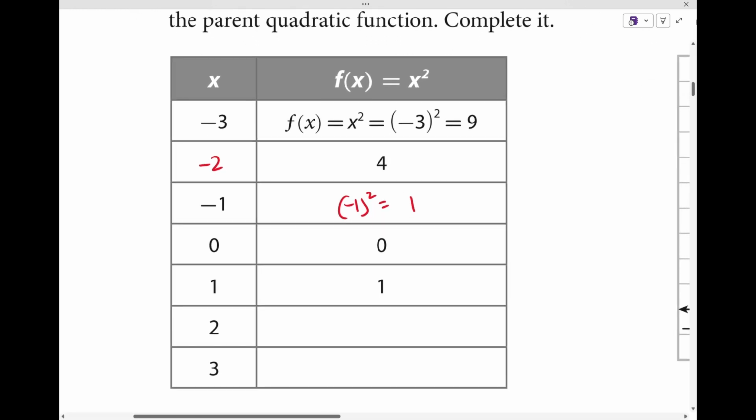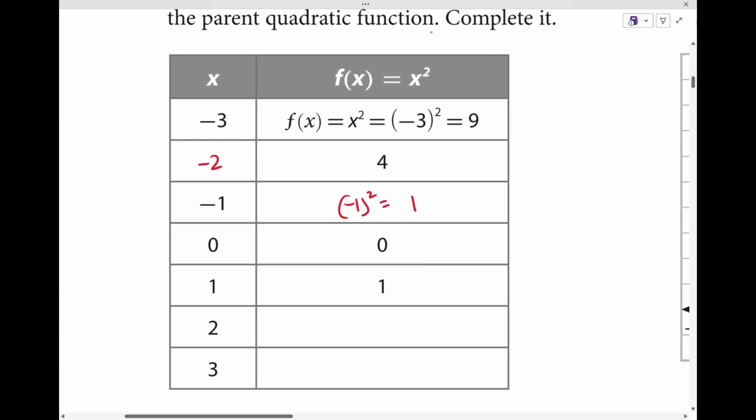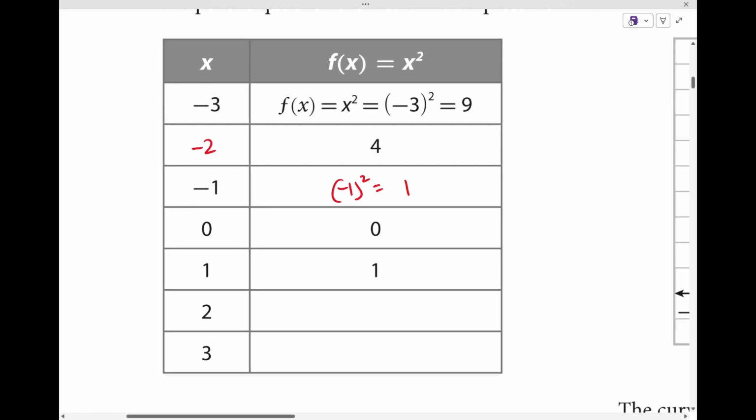If you put that into a calculator, just make sure to put the negative inside of parentheses. Sorry, I meant to highlight that. Make sure to put the negative inside of parentheses, or else the calculator won't take it correctly. Okay, 0 squared is 0, 1 squared is 1, 2 squared, it's going to be 4, 3 squared, it's going to be 9. So let's plot those points.